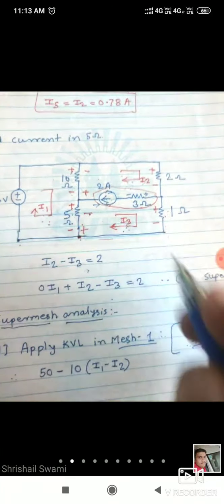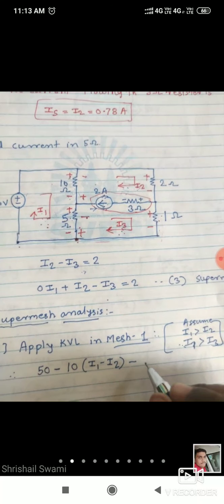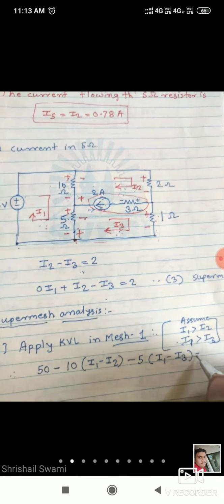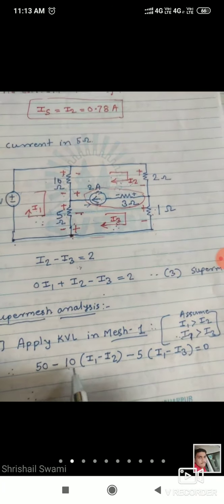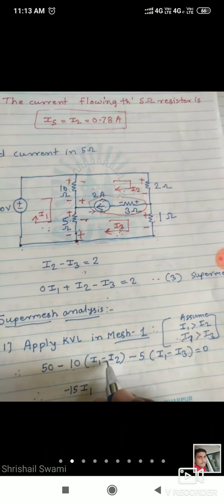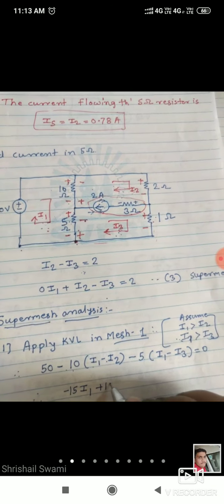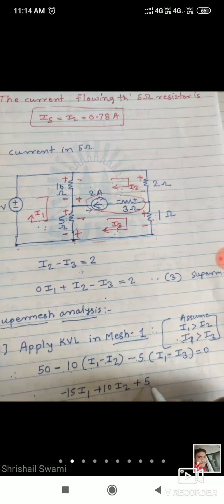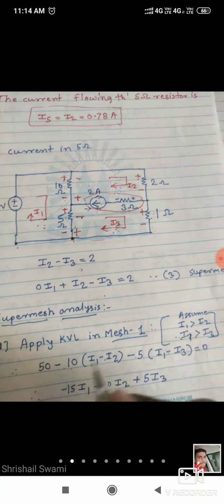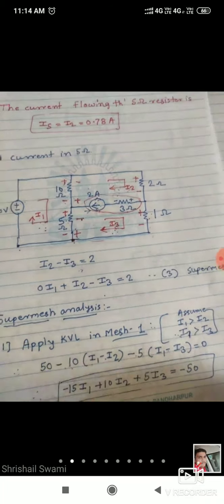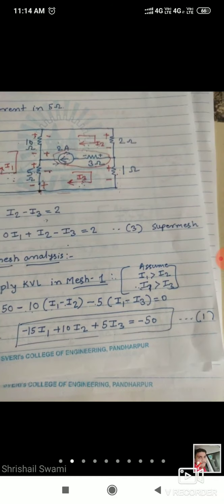Next one, come to 5. Plus is observed, that's why it is minus 5 into I1 minus I3 is equal to 0. So rearrange the equation: minus 10 and minus 5, that is minus 15 I1, minus minus plus 10 I2. Then the I3 term, minus minus becomes plus 5 I3, and this plus 50 goes to the right hand side and becomes minus 50. So this will be equation number 1. Okay. Now next.